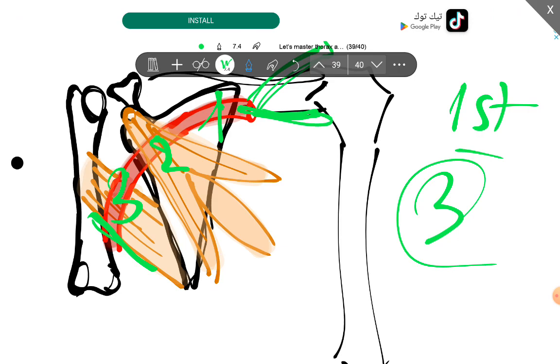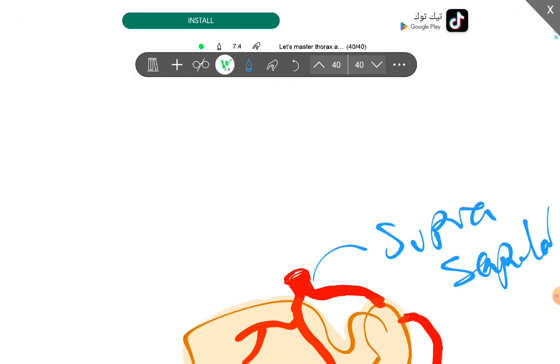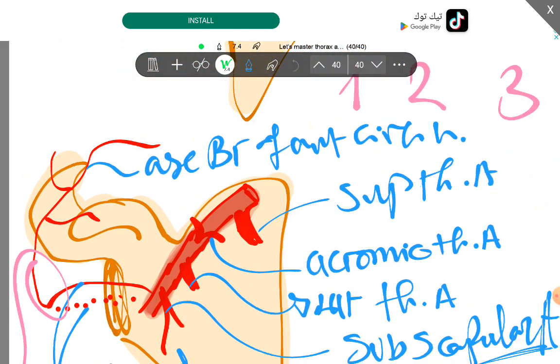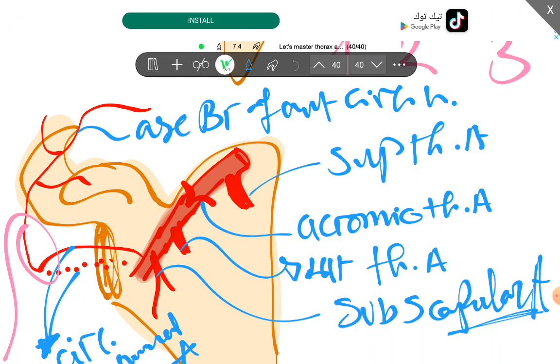I want to tell you we do have a 3D model to discuss the relations. But again, it's the continuation of the subclavian. Throughout its course, it's cut into three parts: first, second, and third, above, deep, and below, and ends at the lower border of the teres major to be the brachial. We want to discuss the branches of the axillary artery before we go to the 3D model and discuss the relations.